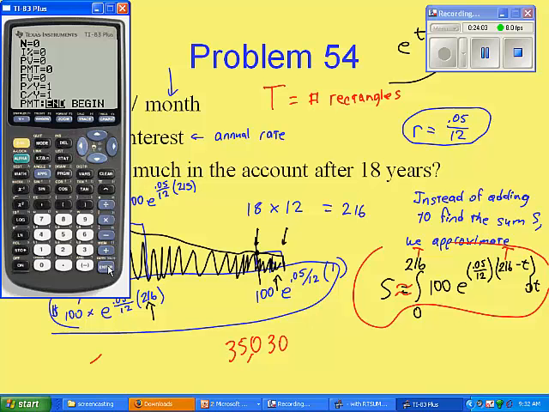Okay? And actually, this is interesting because remember Nick said we should call it N? That's what the TVM Solver calls it. How many rectangles do we have? How many payments are we going to make? Well, 216. That's going to be N for me.